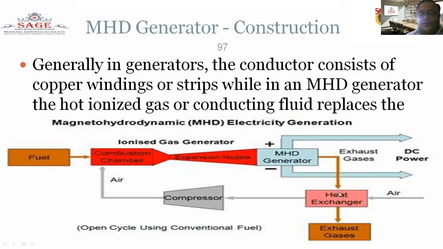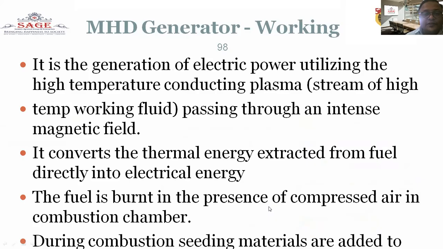This MHD generator creates DC power after the gases are produced and pass through the nozzle, which produces a high velocity of the gases through this device. This is the open cycle using conventional fuel. This is the MHD generator, the open cycle type of generator.